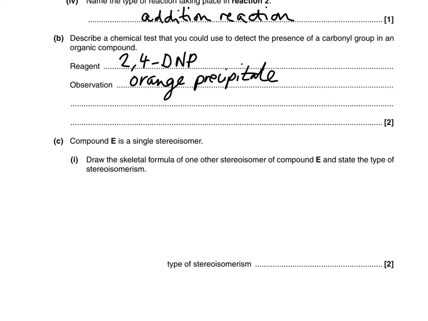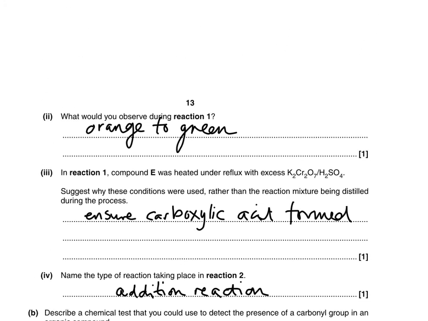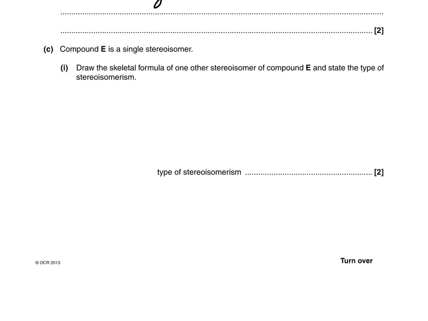Okay, so E is a single stereoisomer. Draw the structure of one other stereoisomer of E and state the type of stereoisomerism. So there's no carbon-carbon double bonds, so it's not going to be EZ isomerism. That leaves us with optical isomerism. I haven't got a picture of it on this page. So on the previous page, you're going to have to identify the chiral carbon. That's a carbon that's attached to 4 different groups.